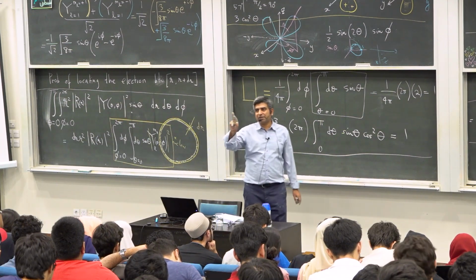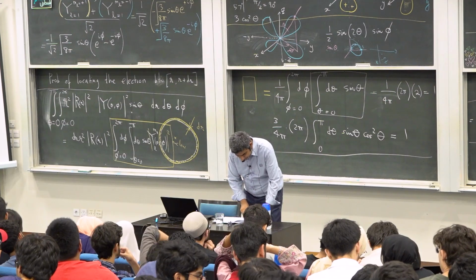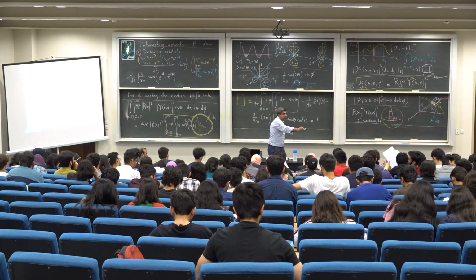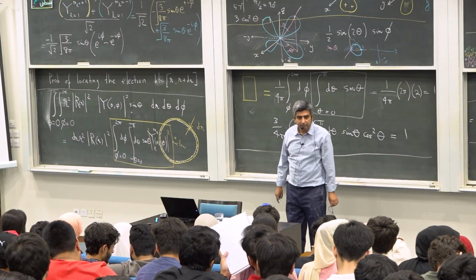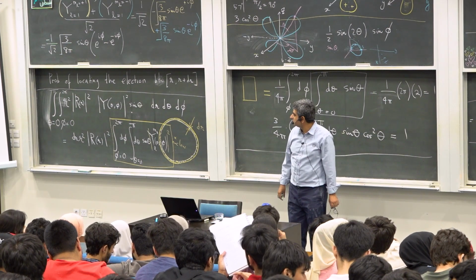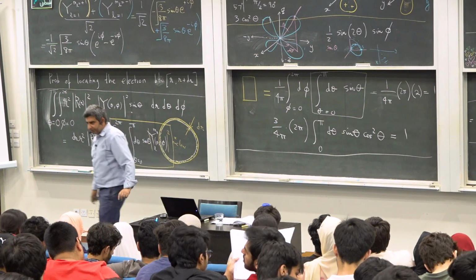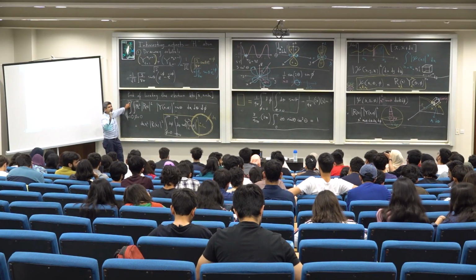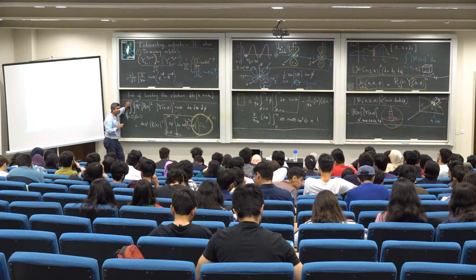Any questions? I give you 2 or 3 minutes to think about this. Let's take questions. Yes, please. Why did we take pi for the theta integral? Why not 2 pi? So the question is, why is the upper limit in theta equal to pi, and not 2 pi?